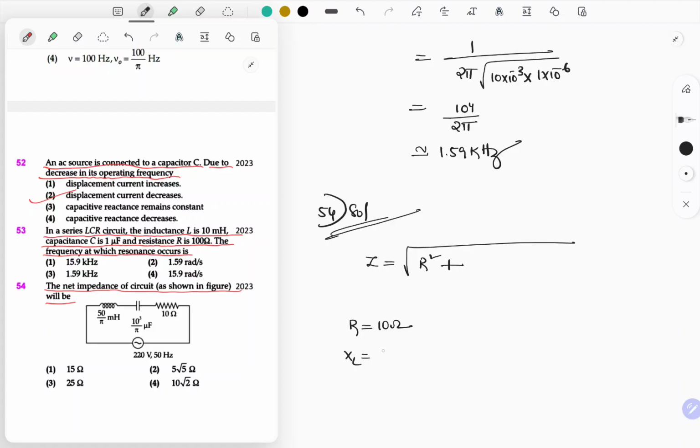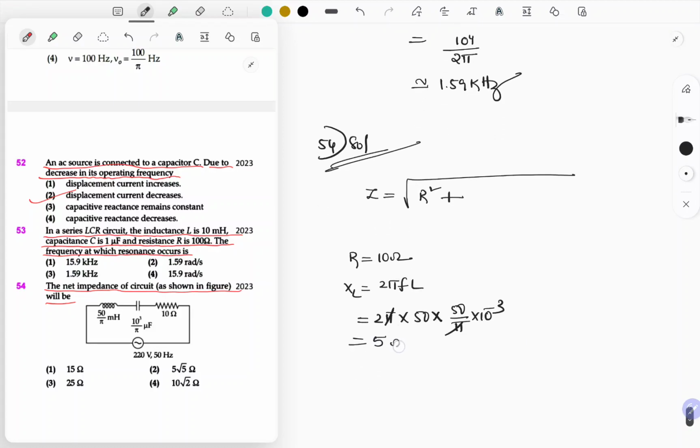XL is omega into L. Omega is 2 pi F. F is 50 hertz. So 2 pi F L is equal to 2 pi into 50 into L, which is 50 by pi into 10 power minus 3. Pi will get cancelled out. 50 into 2 is 100, 100 into 10 power 3, 10 power 3 and 10 power minus 3 will get cancelled out. XL is going to be 5. Okay, this is 5 ohm.